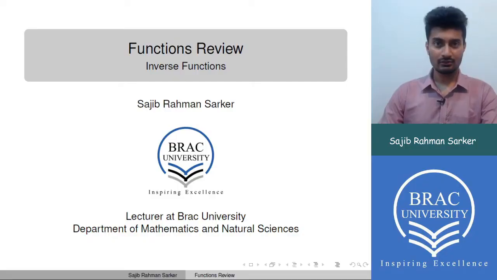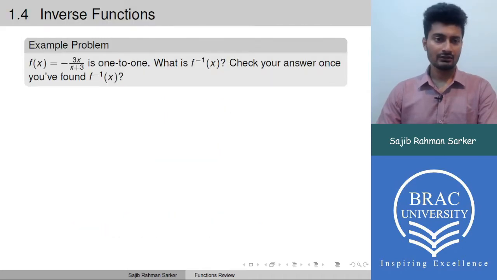In this lecture, we'll try to find the inverse of a function using the standard method, with an example. Let's look at the problem statement. We're given a function which is already one-to-one. We have to find the inverse of that function, and then finally check whether the inverse we have found is correct or not.